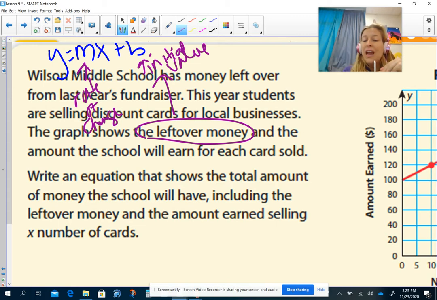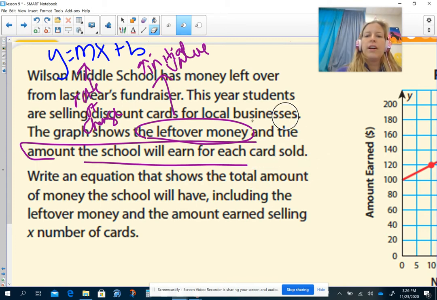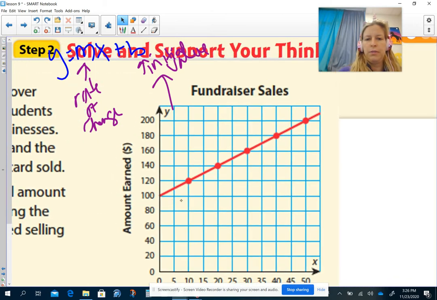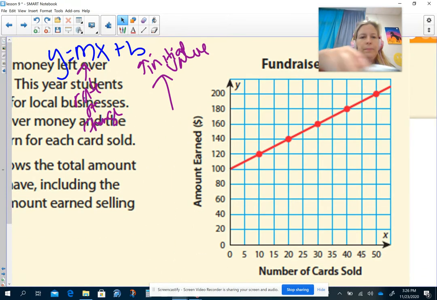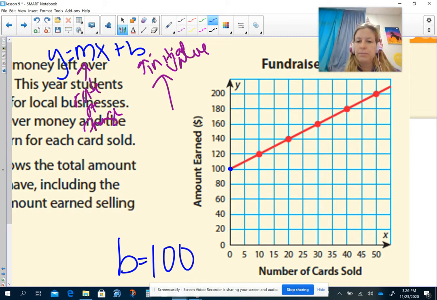And then what's going to be our rate of change? The amount of money for each card. So here's our rate of change: what we're going to make from each card, and our initial value is our leftover money. Okay, so now let's look at our graph. There we go. How much did they start with before we started selling? Good. Did you say $100? Because it's right on that 100, right? So my initial value is going to be $100.